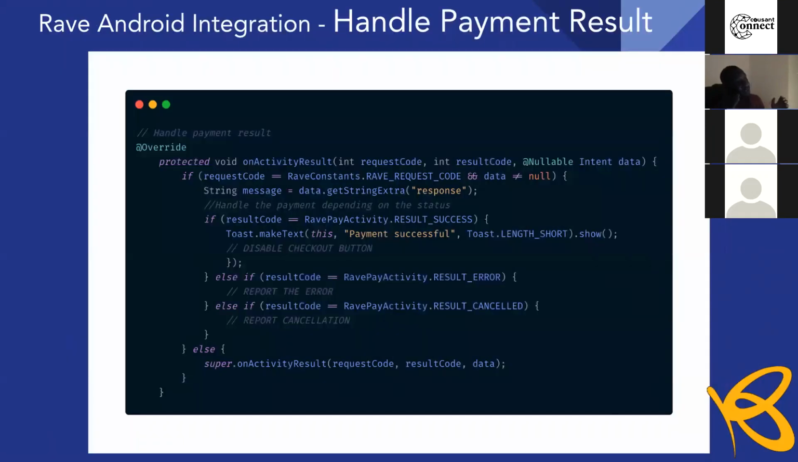After the customer has completed their payments, we communicate the result of the payment to the developer by calling onActivityResult in the calling activity. Then you check the result code: if it is successful, if there's an error, or if the payments have been cancelled.